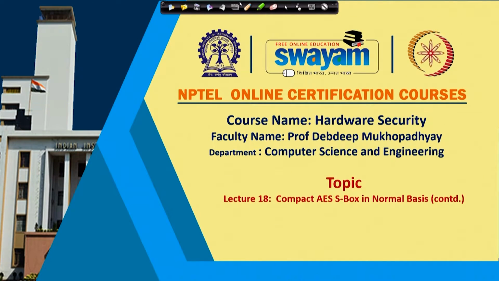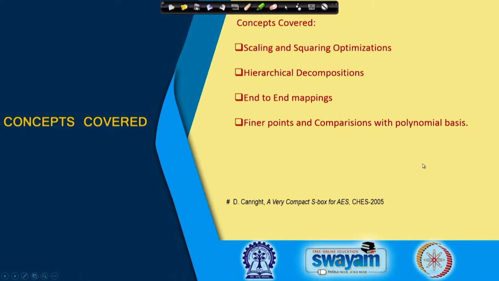Welcome back to this class on hardware security. We shall be continuing our discussion on finding the compact AES S-box for normal basis representation. If you remember, in the last class we essentially stopped at the scaling and squaring optimizations, and we will continue from that point.